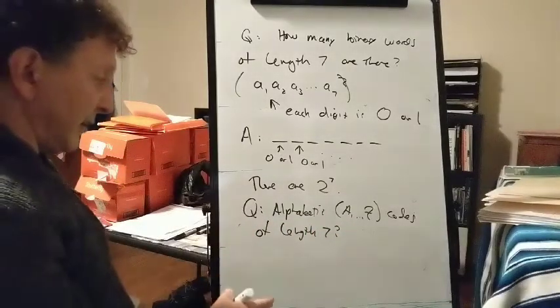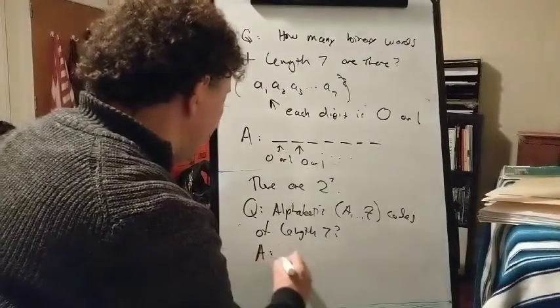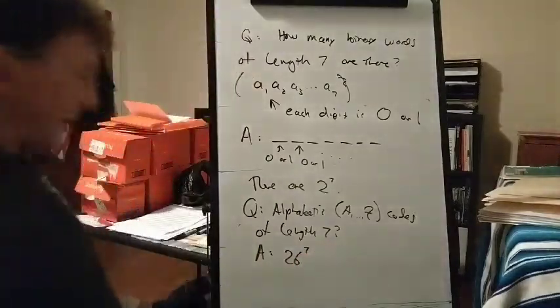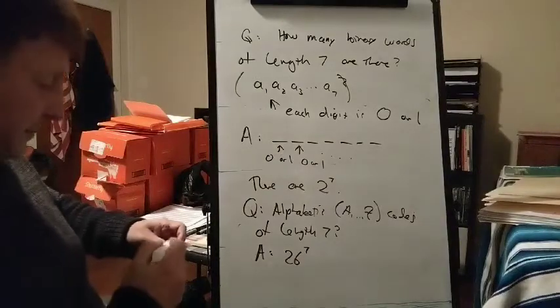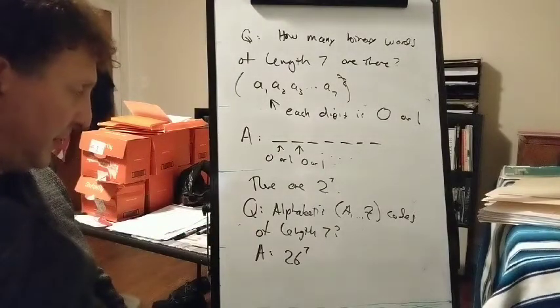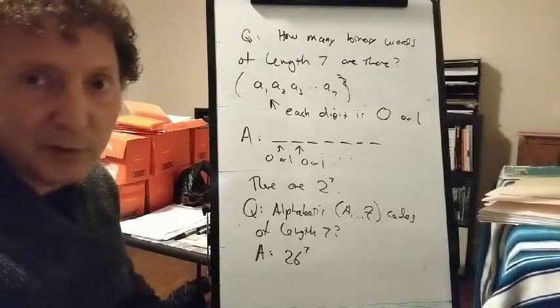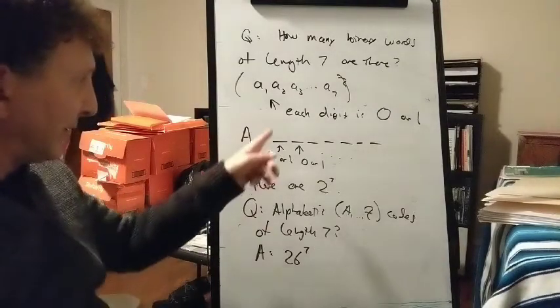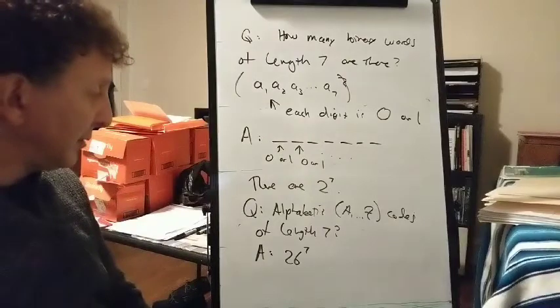Well, there's 26 letters, so 26 to the 7th, whatever that is. In this class, a lot of times, we're not going to multiply out numbers. If you write 26 to the 7th, I know exactly what you're thinking: 26 times 26 times 26, 7 times.